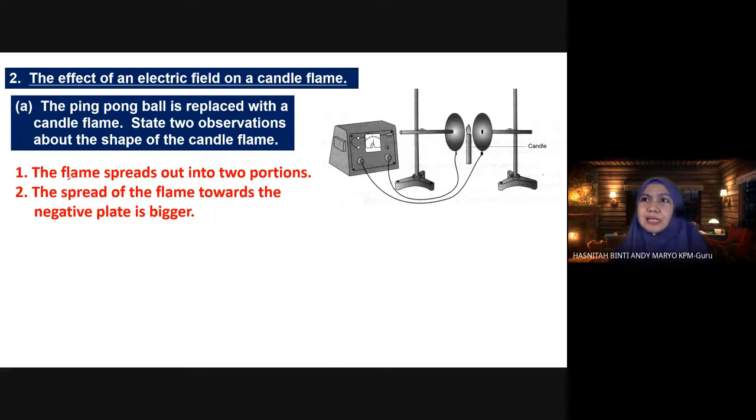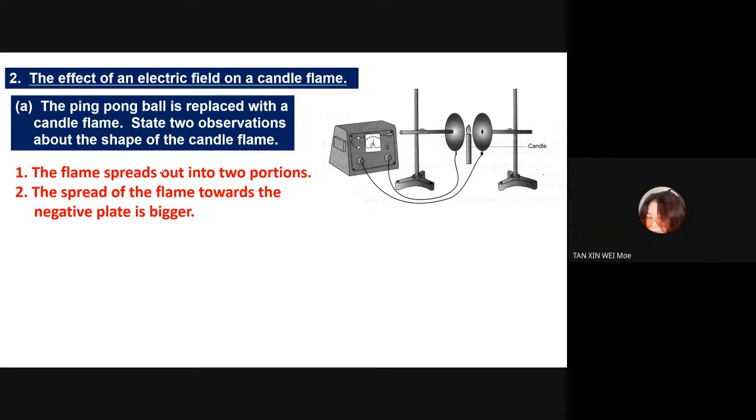So you will see that the flame will be spread out into two portions. Some portion will move to the positive terminal, some portion of the flame will move to the negative terminal. Will they move in the same portion? What do you think? 50-50 or how? In between the two plates, the candle flame, about 50% move to the left and 50% to the right. Is that so? Or another way round? What do you think? The other way round.